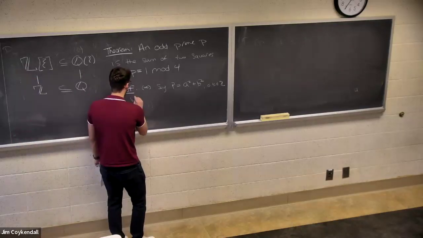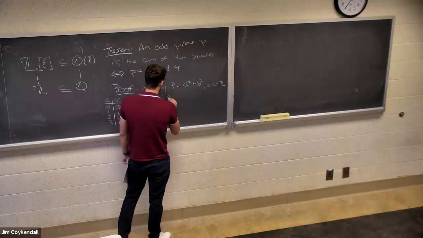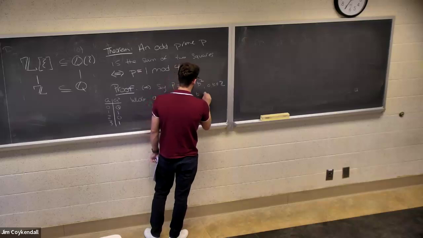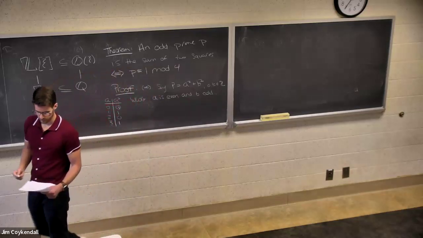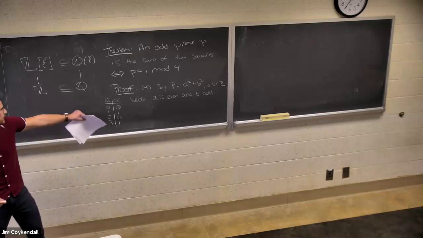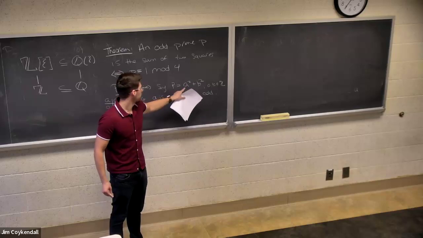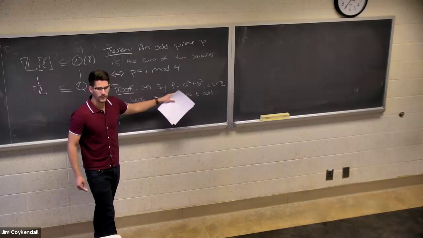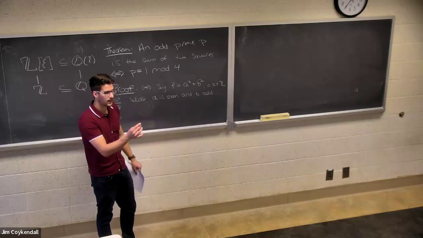Now, without loss of generality, I'm going to say a is even and b is odd. Why can I do that? Well, p is odd, right? And if they were both odd, I would square them, they'd still be odd, and then I'd add them, they'd become even. If they were both even, I would square them, they'd still be even, and then I'd add them, they'd be even. So one has to be odd, one has to be even.